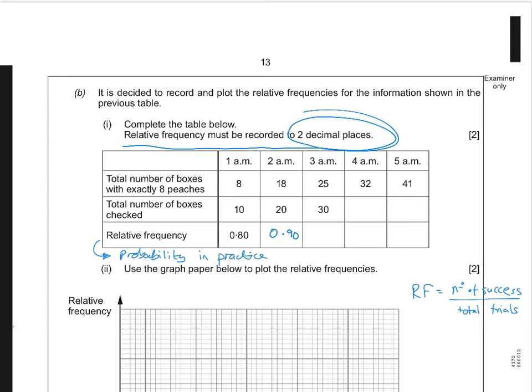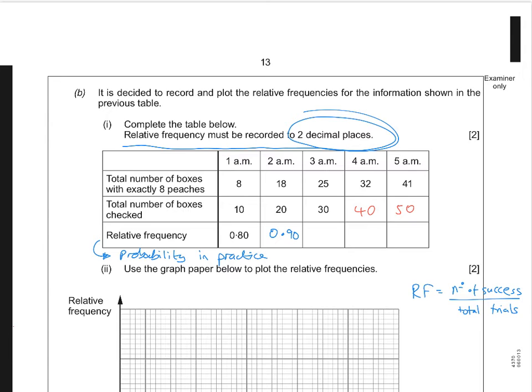The next one is going to be 25 divided by 30, so that's going into our calculator. I know they were checking 10 boxes every hour, so that's 10 boxes checked, 20, 30, so this must be 40, and this must be 50. So to work out the next one, I need to do 25 divided by 30, and I need to round these to 2 decimal places.